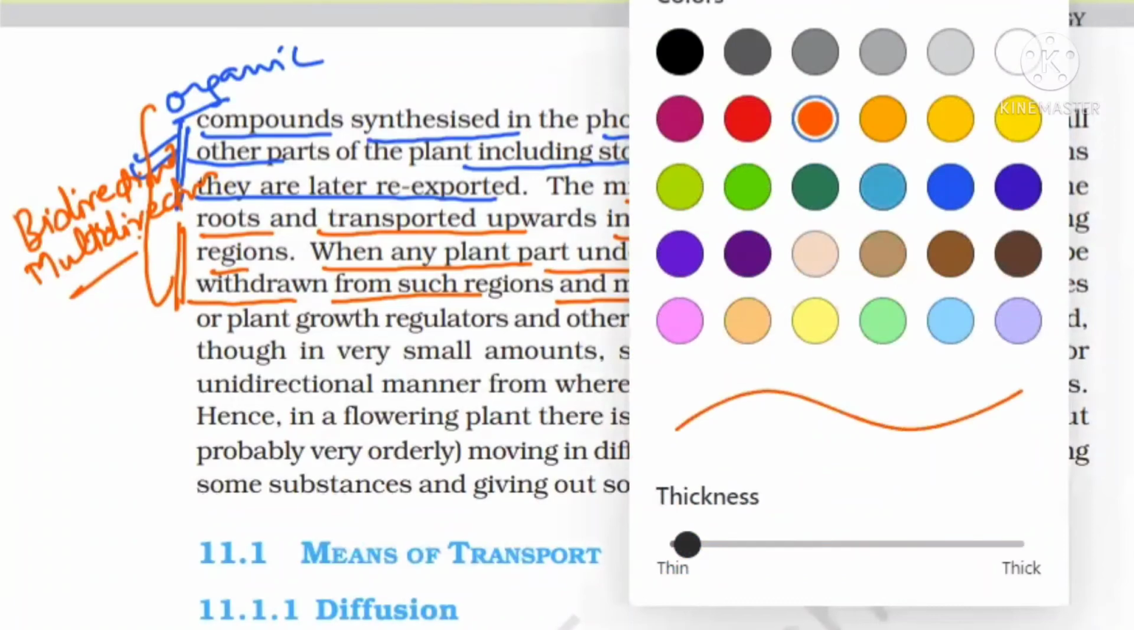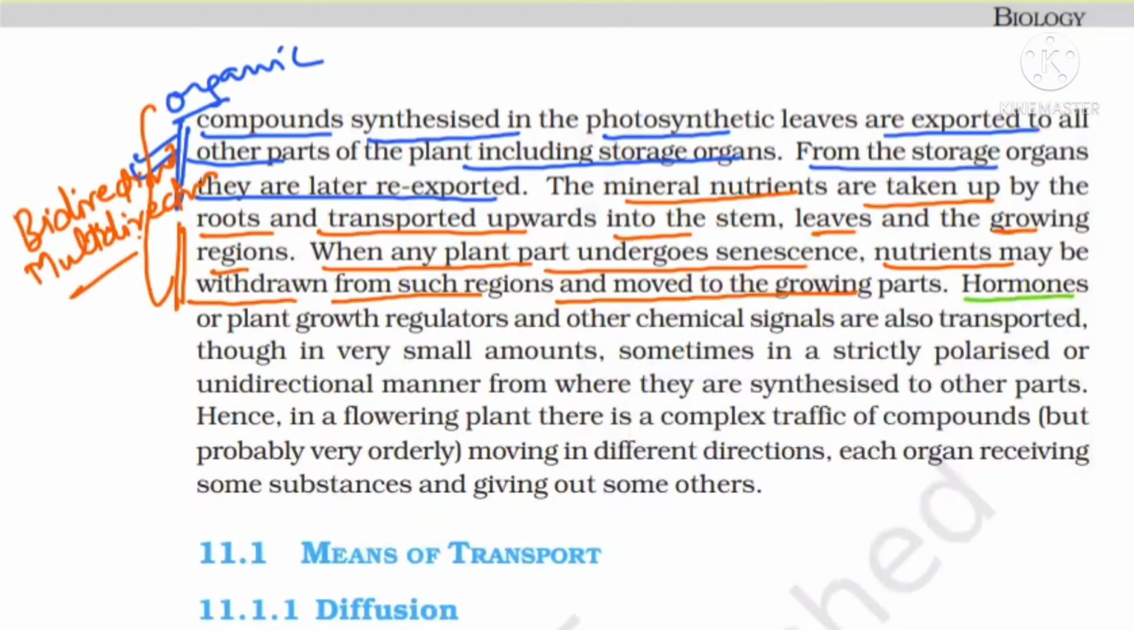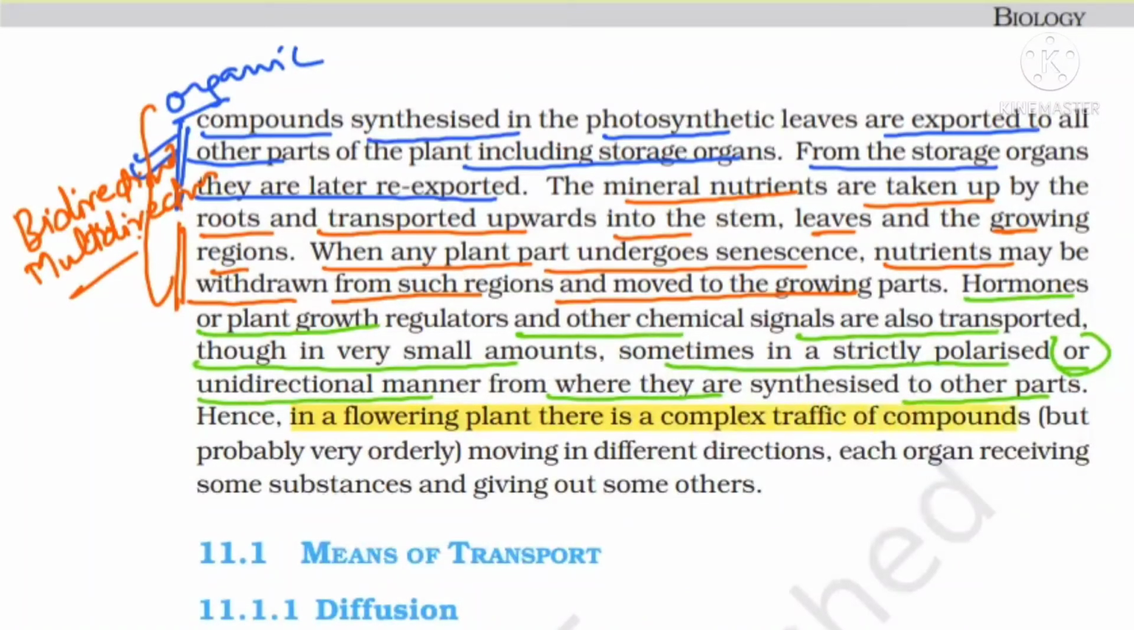Hormones are strictly polarized. Hormones, PGR, and other chemical signals are transported, though in small quantity, in a strictly polarized manner. Means you will say sometimes unidirectional also, from where they are synthesized to the plant part where they are used. So thus we can say in flowering plants there is complex traffic of compounds moving in different directions, each organ receiving some substances and giving out some others. Clear, beta? Now let me give you the entire summary of what I discussed today.